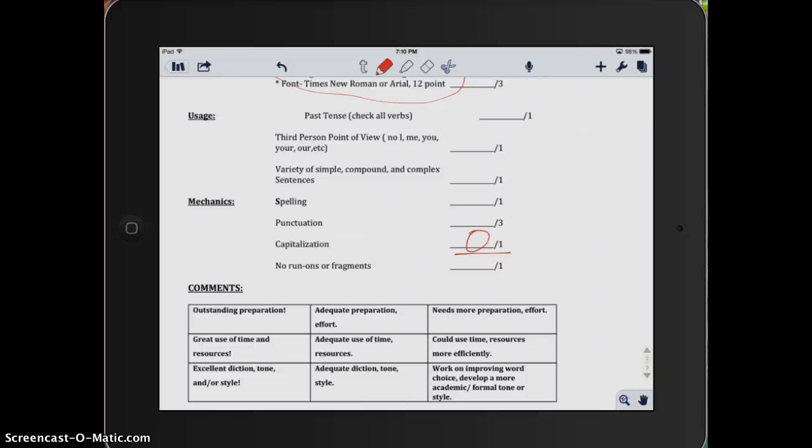When you're doing a self-evaluation and your teacher gives you the rubric ahead of time, use it. This is how your teacher is going to grade you, so this is how you should grade you. If you find any reason at all to take off a point, go back and fix it so that your teacher can't find a reason to take off a point.